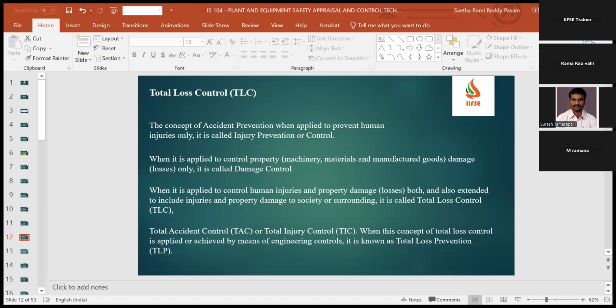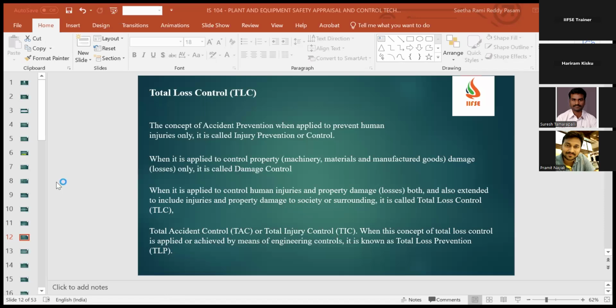triangle. What is the hazard hierarchy of control? Anybody? Hazard hierarchy. Yes, Hariram. Elimination, substitution, engineering control, administrative control, and PPE. Yes. Perfect. Thanks. So when we say hazard hierarchy of controls, we always look for elimination.